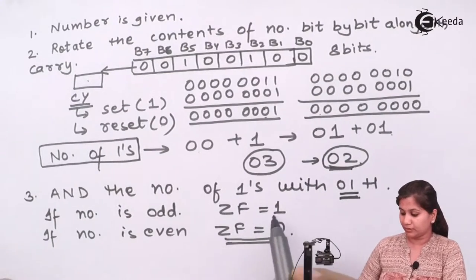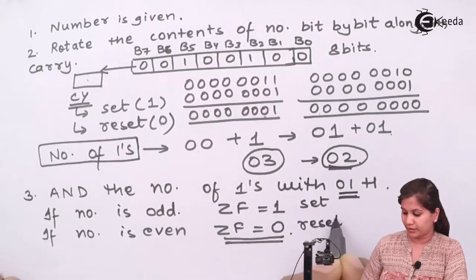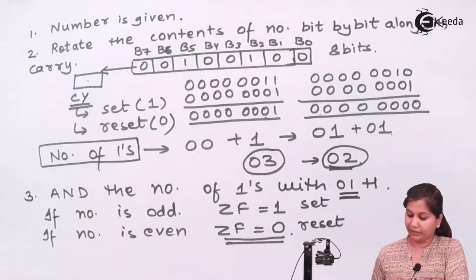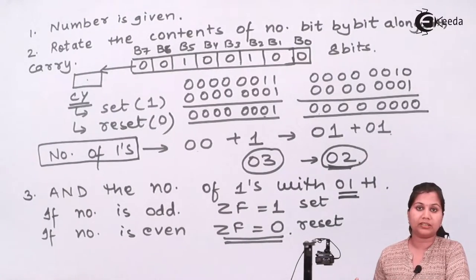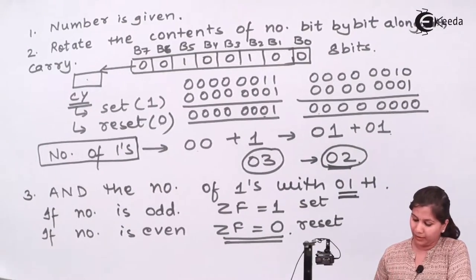So in one case the 0 flag is set, here the 0 flag is not set. This is the case. So in this way we can find out whether the number is having even parity or odd parity.